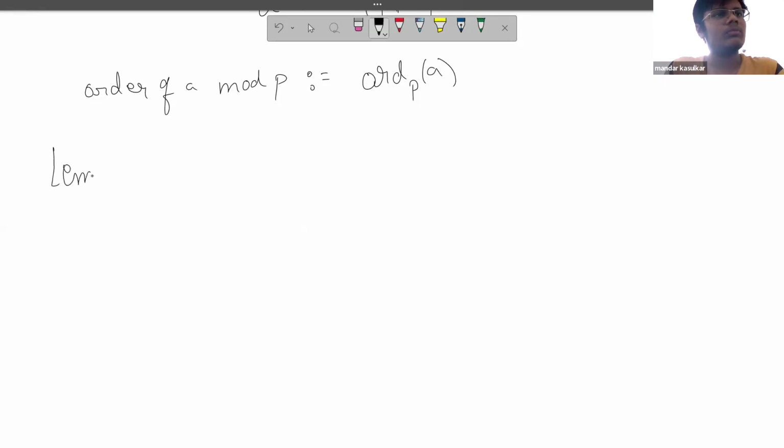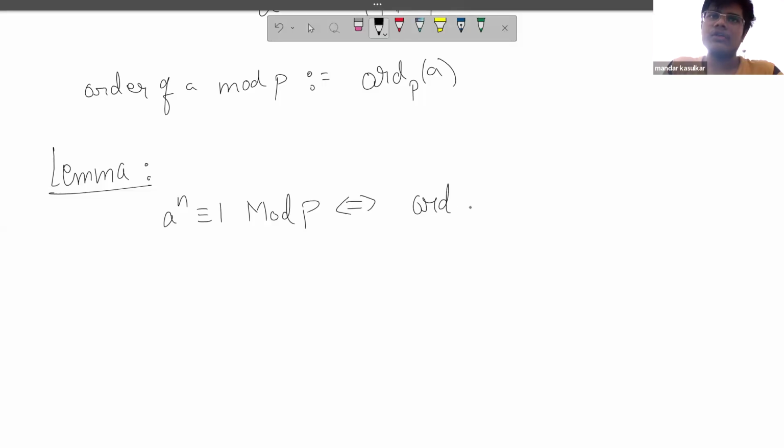Lemma. This is the first thing we'll prove today. a raised to the power n congruent to 1 modulo p is equivalent to saying the order of a modulo p divides n minus 1. Sorry, not n minus 1, simply n. So think about this for like 2-3 minutes.